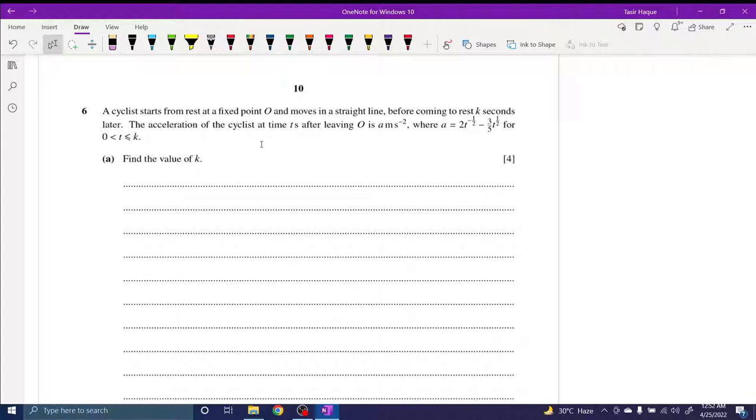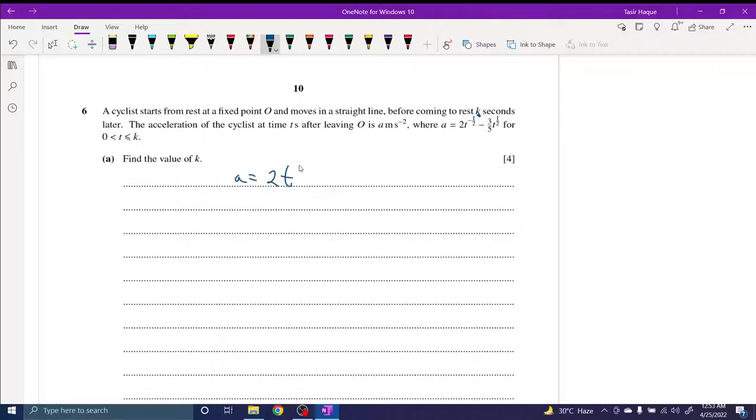A cyclist starts from rest at a fixed point O and moves in a straight line. Before coming to rest k seconds later, the acceleration of the cyclist at time t seconds after leaving O is a meter per second square, where a is equal to this for 0 to k. Find the value of k. So the cyclist comes to rest k seconds later. So coming to rest, what does that mean? Velocity is 0, right? So let's find out velocity first.